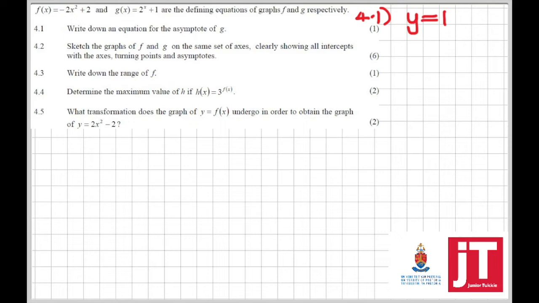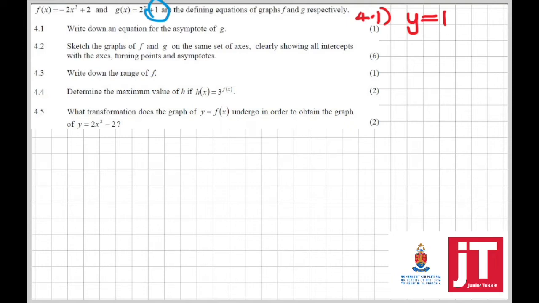So straight away, that one is straightforward. I've already written it for you. The asymptote of g, you should see it. It is definitely that q value right there. y is equal to 1. That's a bonus question. Move on to the next question.